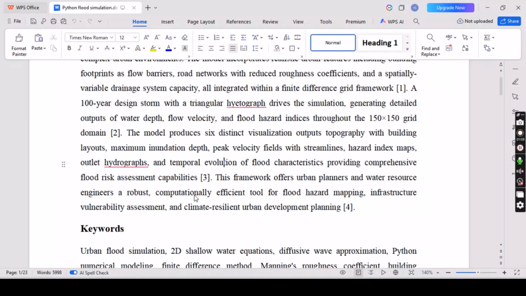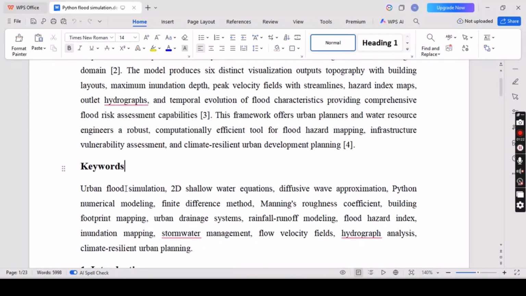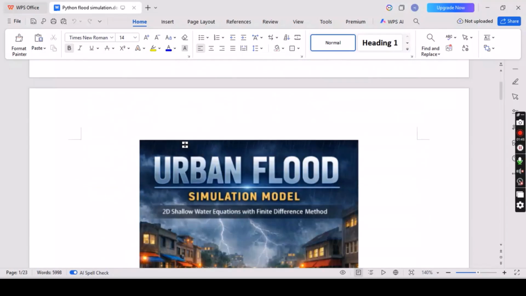the streamlines, hazard index maps, and outlet hydrograph, showing which areas will be affected by the flood and how they will be affected due to different speed, velocity, and depth. It affects urban planners, crops, and also the populations of living areas as well. So that's why we need to identify the flood simulation through its velocity and depth as well.